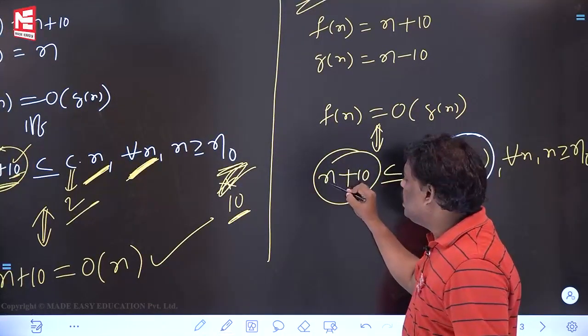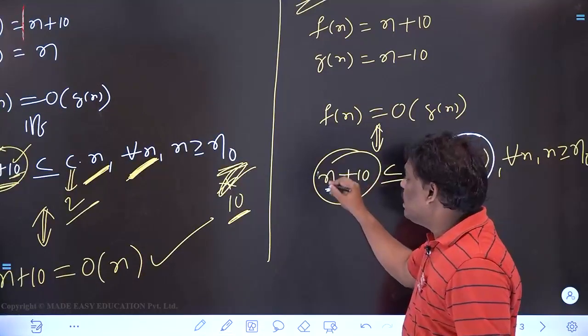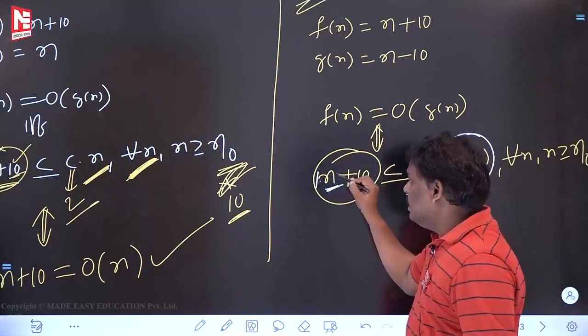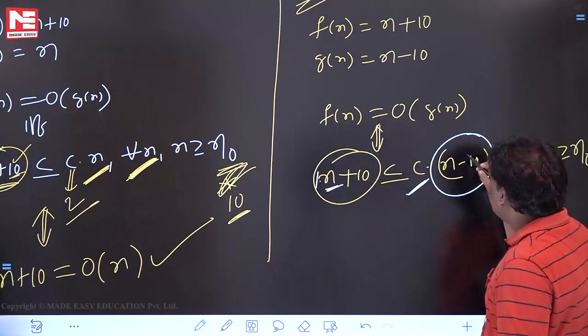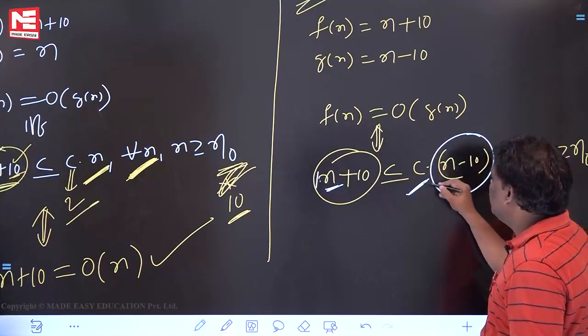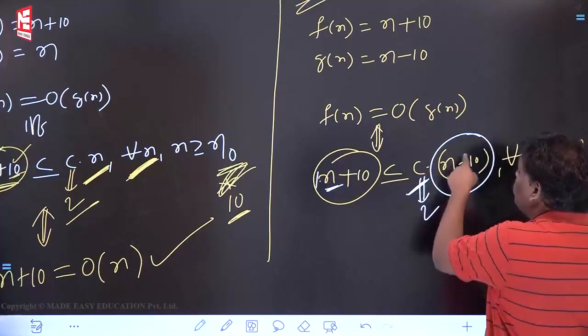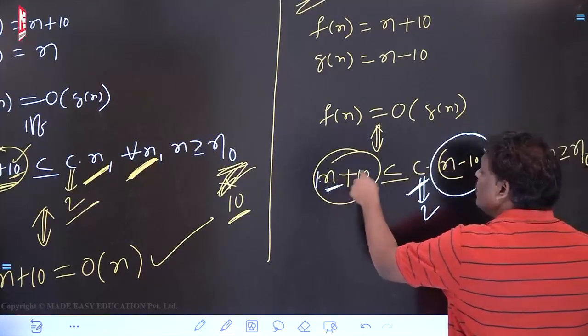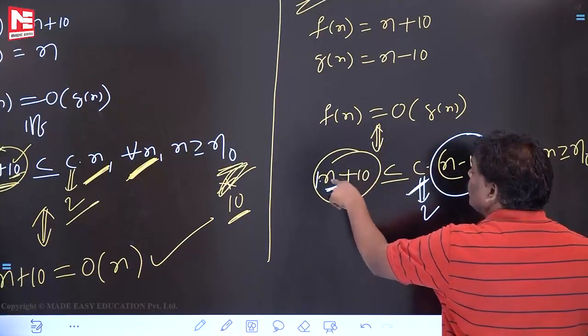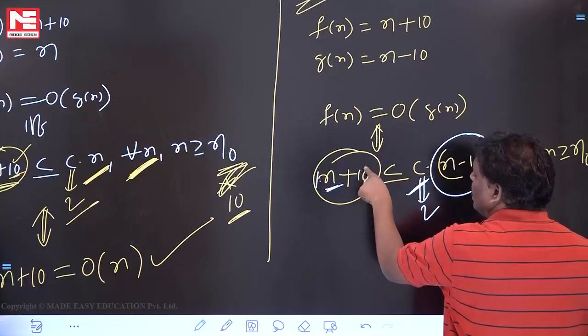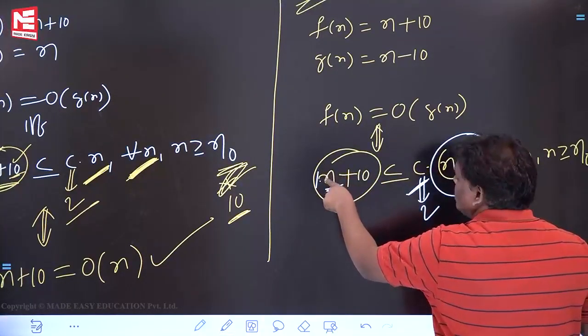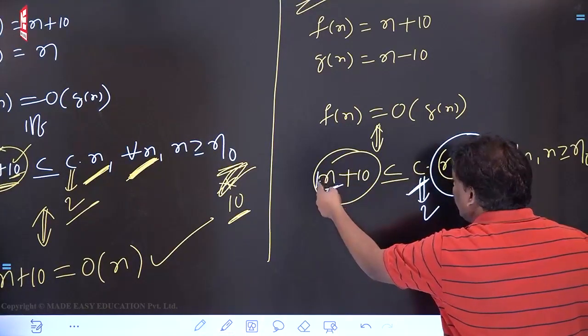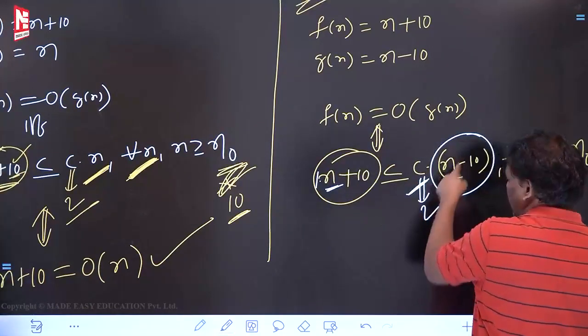What is on the right? Here n is there, it's okay. It is 1n. This is also 1n. Let's take C value 2. It will become 2n. In front of n, 10 is negligible, because it is always 10, but n can increase. The left is 1n, the right is going to be double n.